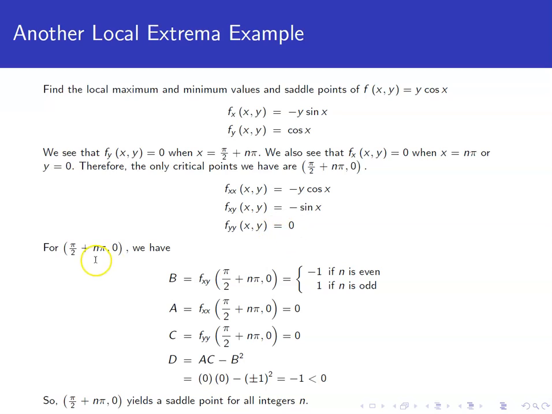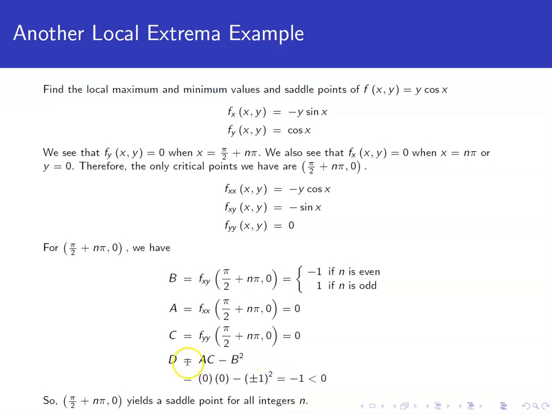For the b value, when we put in pi over 2 plus multiples of pi, sine will be 1 if n is even, and then it will be negative 1 if n is odd. And of course, we got the negative out in front, so it flips the sign. So if n is even, we get b as negative 1. If n is odd, we get b as 1. However, it doesn't really matter because we're going to square the b anyway.